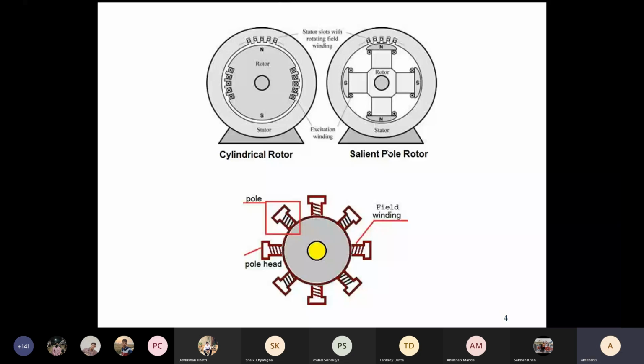One disadvantage with this... Sir, I did not get that. In the second diagram, sir, north pole and north pole are on opposite sides, sir.